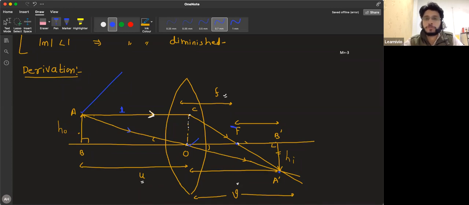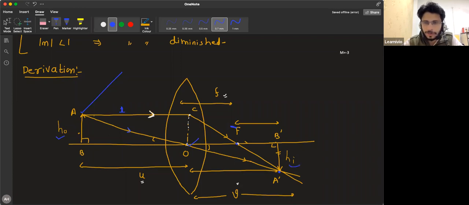It's a real image. At the point where the rays actually meet is the real image. The object is AB and this is A prime B prime, your final image. The height of the object I am taking as H0. The height of the image is HI.